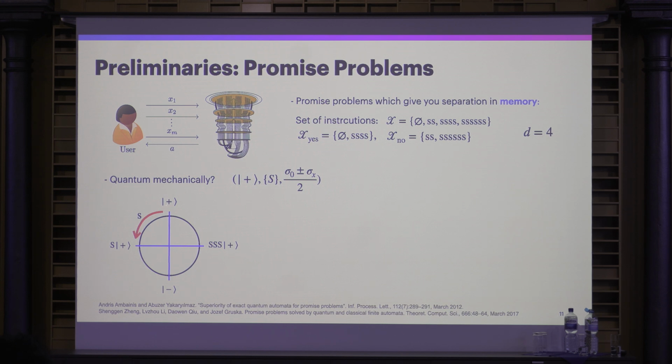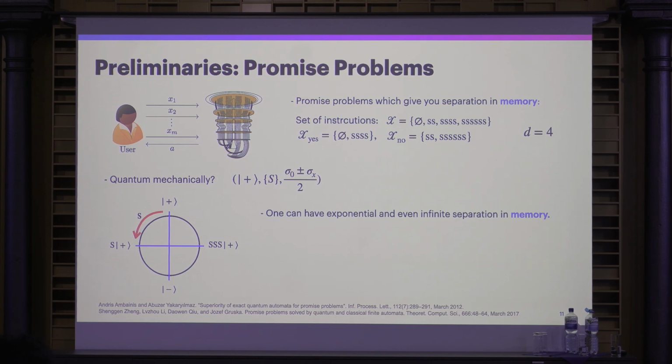You start in the plus state. If you measure, you will obtain plus. So for the empty one, you call yes. If you jump 4 times around this equator of the Bloch sphere, you will come back to plus. In every other case, you will get a minus, because if you jump twice here or 6 times, you will come back here. So what we get is that a qubit can solve certain promise problems when classically you would need a 4-dimensional system.